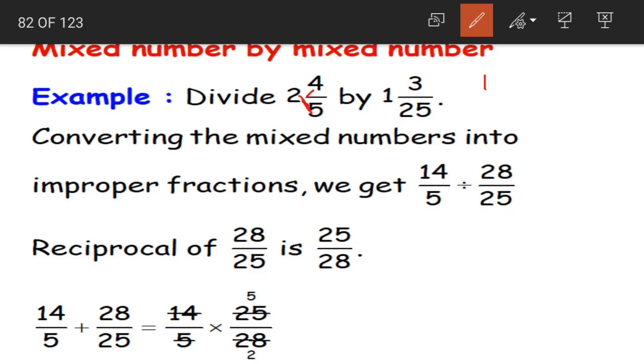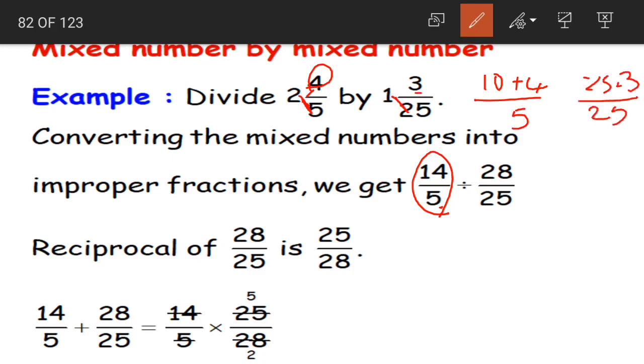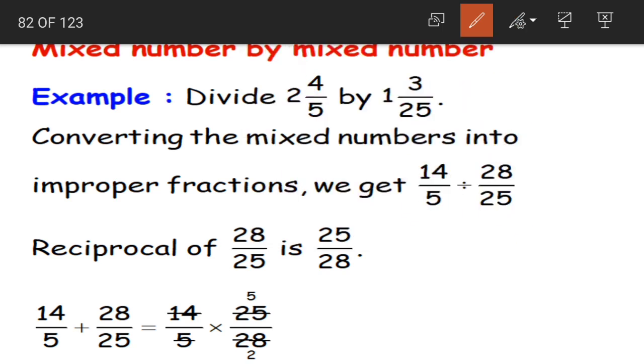We have 5 twos are 10 plus 4 divided by 5. That is nothing but 14 by 5. Next, 1 into 25, 25 plus 3 divided by denominator 25. That is nothing but 28 by 25. Now we have both the improper fractions. We can go for dividing.